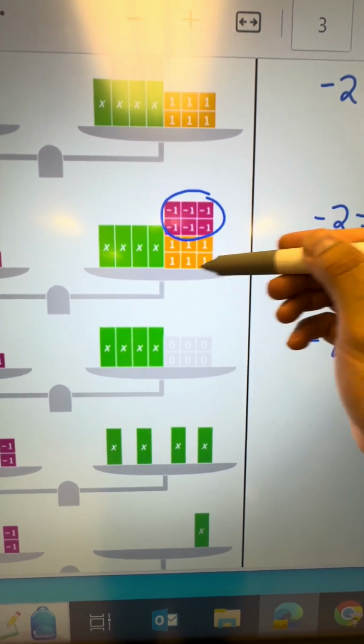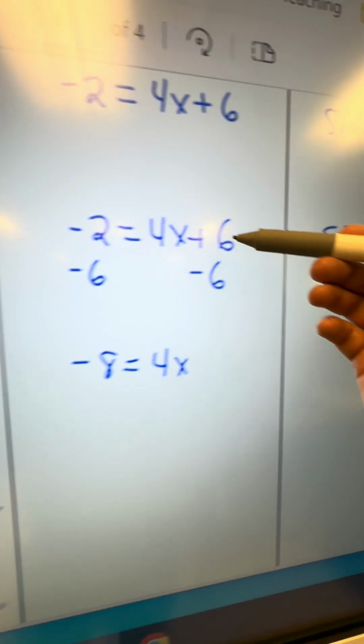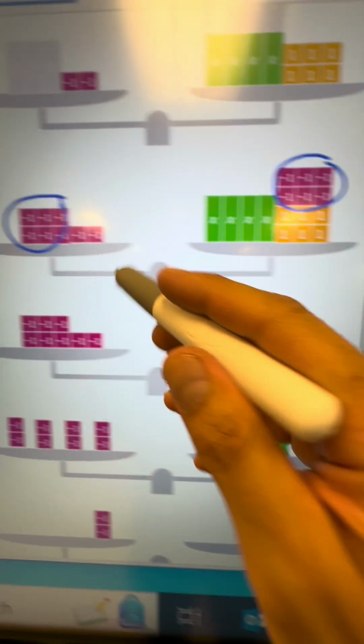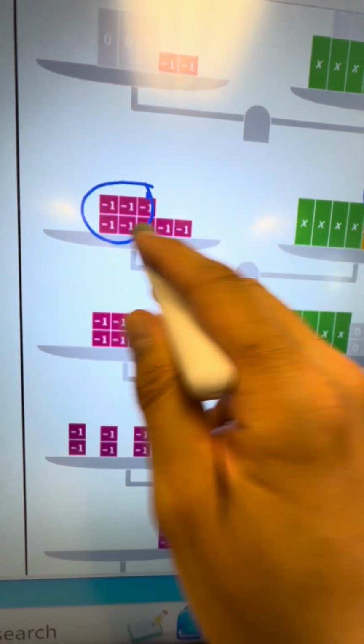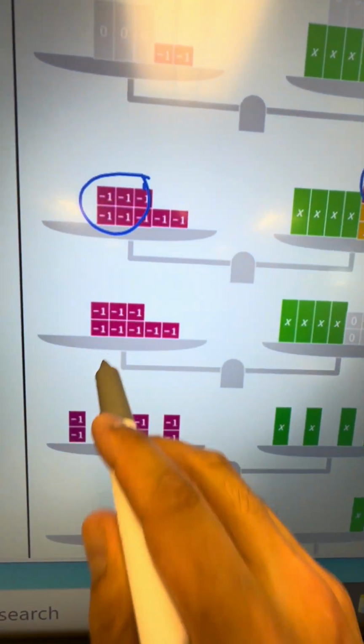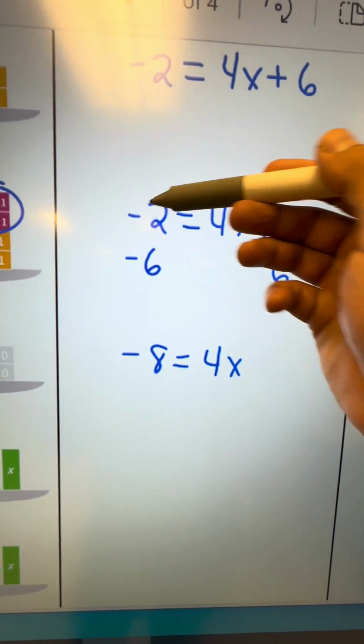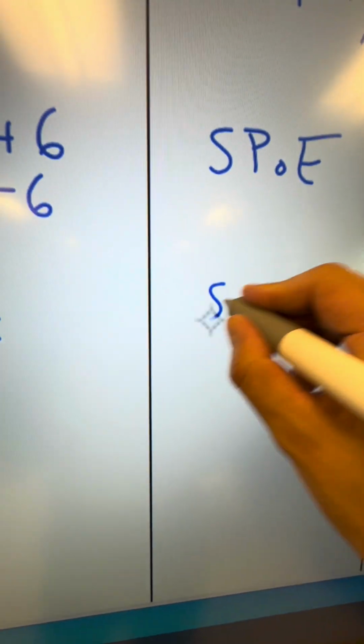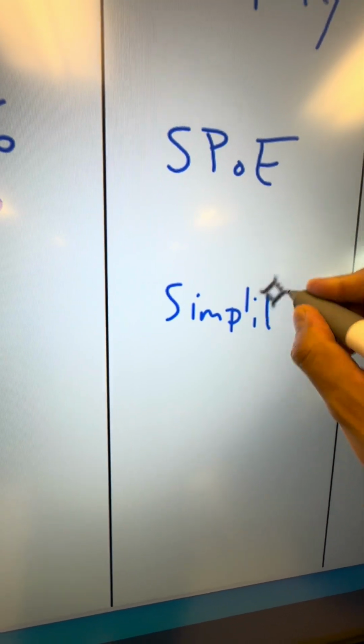6 negatives combined with 6 positives cancel each other out. So you can see here, 6 positives and 6 negatives, they're gone. They cancel each other out. And then 2 negatives and 6 negatives, there are no 0 pairs. So we just end up with 8 negatives altogether. So 2 negatives and 6 negatives is just 8 negatives altogether. So this right here is called simplifying when we combine our like terms.